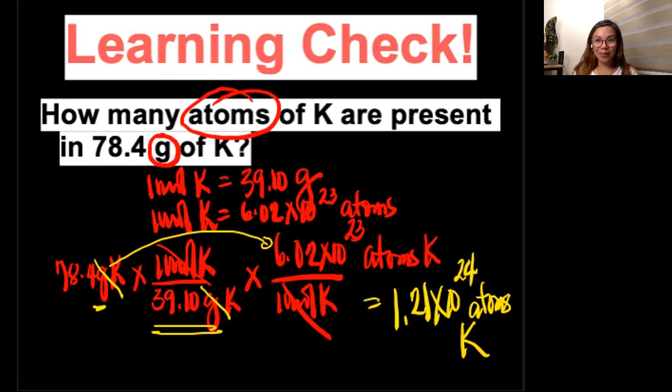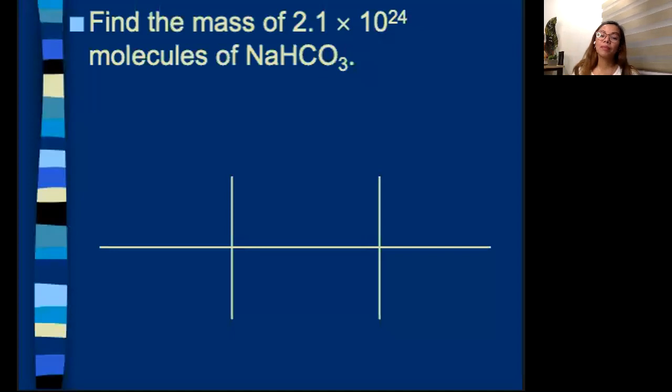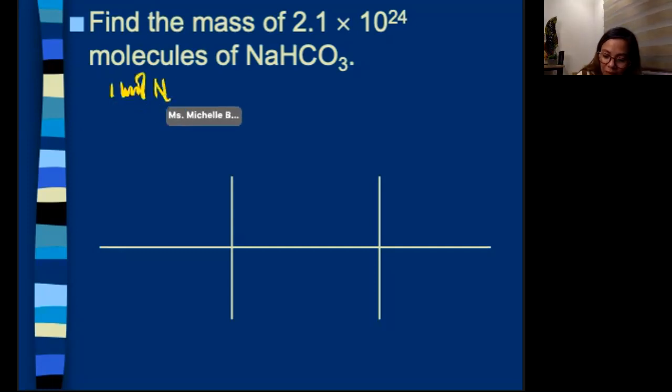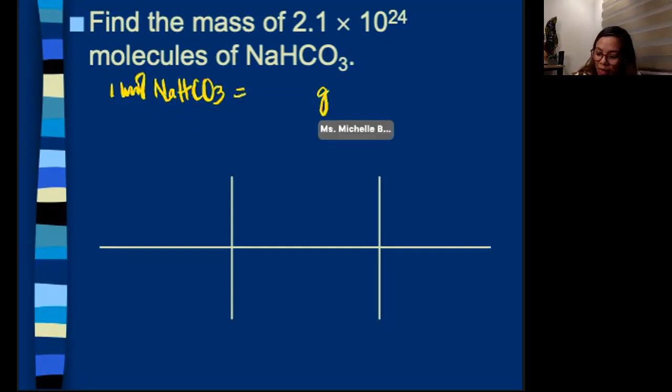Okay. Now, let's proceed to the next part. We have here, find the mass of 2.1 times 10 to the 24th molecules of sodium bicarbonate. We need to get the molar mass of NaHCO3. Okay, are you ready? So, 1 mole of NaHCO3 is equal to how many grams of NaHCO3?